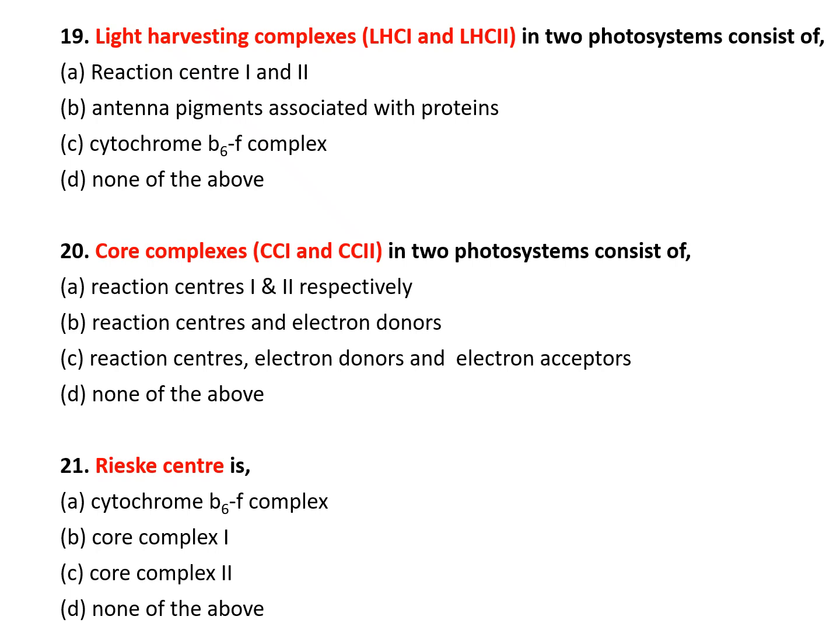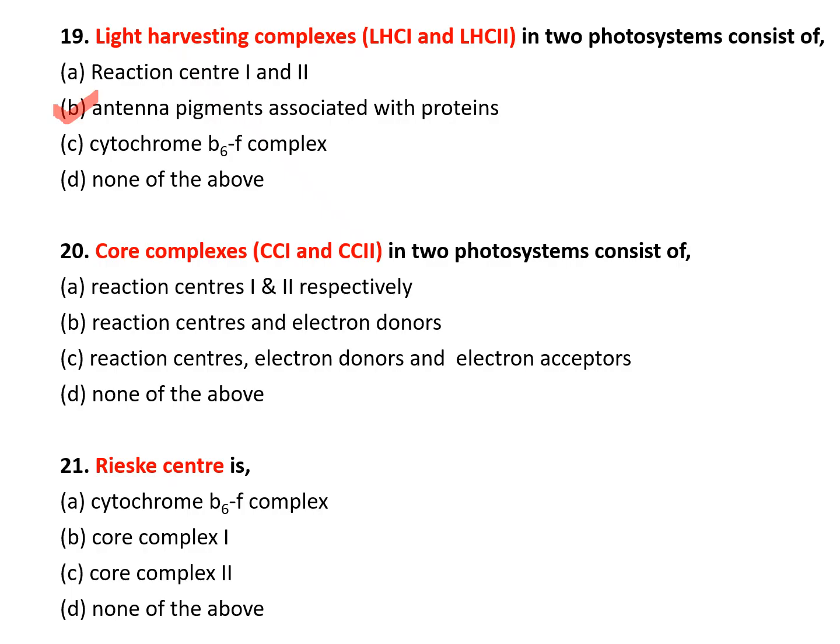The next question, number 19. Light harvesting complex in two photosystems consists of: option A, reaction center 1 and 2; option B, antenna pigment associated with protein; option C, cytochrome B6F complex; option D, none of the above. The correct answer is option B, antenna pigment associated with proteins.